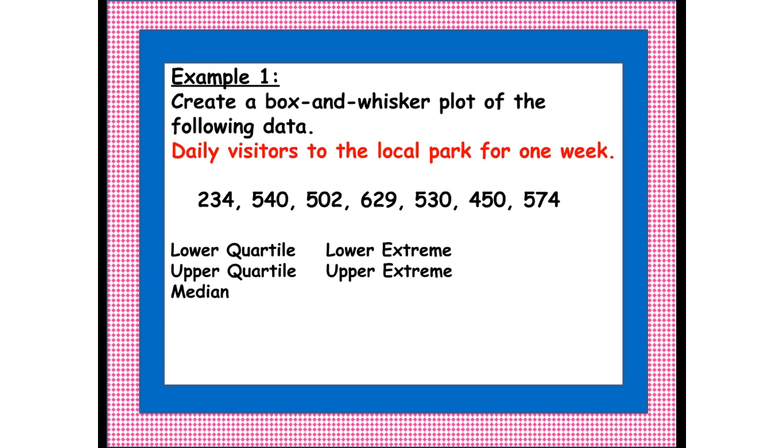Okay, so here's our first example. We're going to create a box and whisker plot of the following data. We have numbers here that show us the daily visitors to the local park for 1 week.